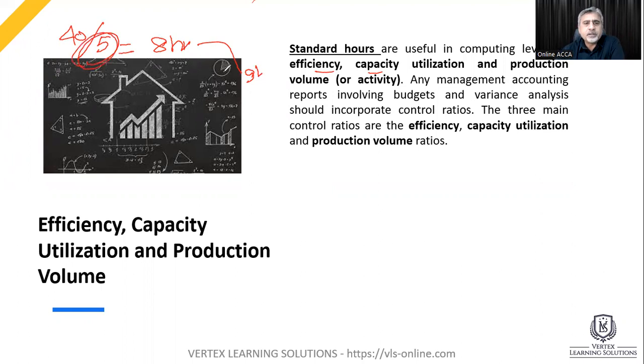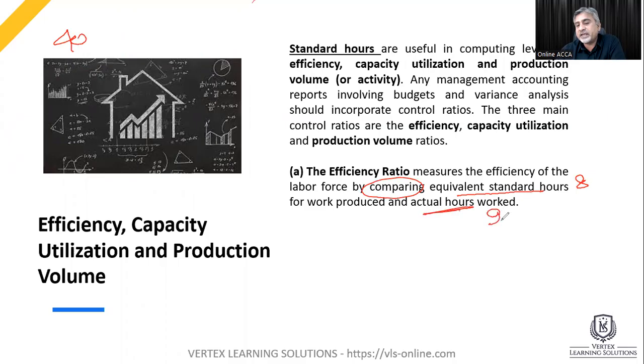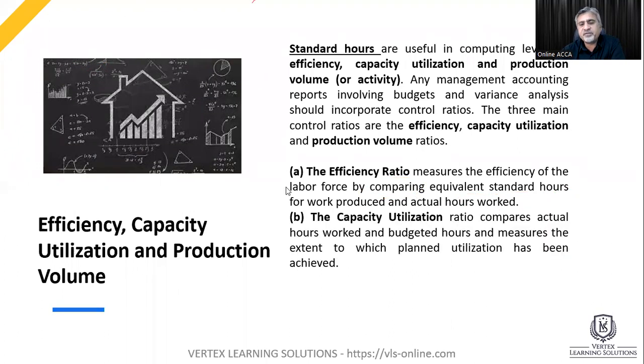Then it says that the efficiency ratio measures the efficiency of the labor force by comparing equivalent standard hours for work produced and actual hours. So how much were standard hours equivalent? You should have done these 40 pages in 8 hours. And then I compare it with the time you have taken. Actual hours taken are 9. So I compare 8 with 9 and I see if you are taking more or less. So this is how the definition says.